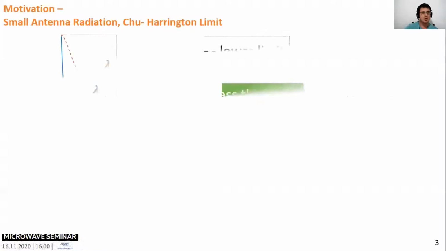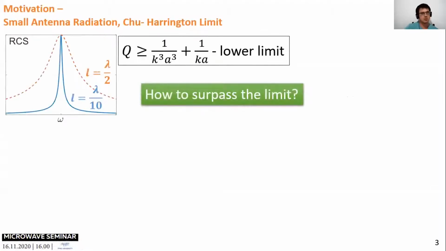So far, we are dealing with the problematics of radiation from small antennas and scattering. Every person who is engineering with small antenna radiation should take into account, first of all, the so-called Chu-Harrington limitation, which tells us the trivial fact that the smaller the size of your operational antenna, the thinner its operational bandwidth should be.